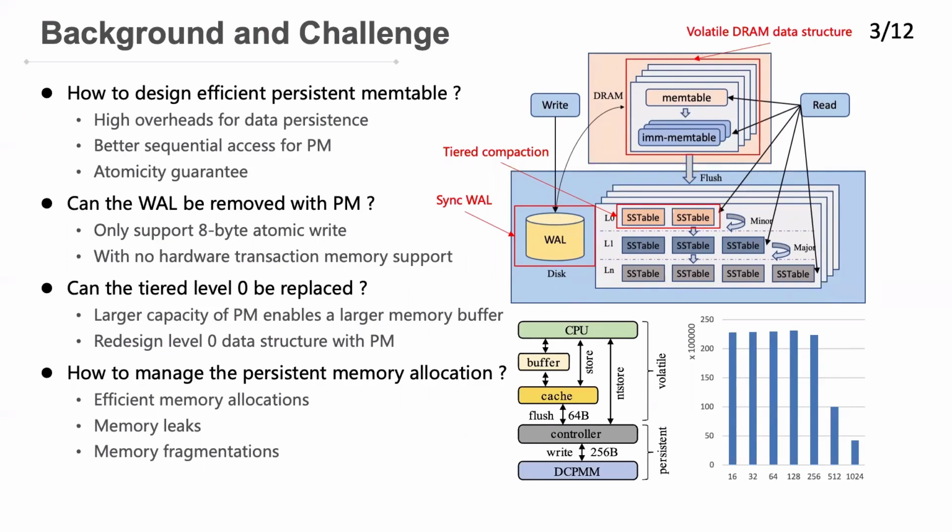With these challenges, we will answer four questions. First, how to design efficient persistent Memtable to replace the DRAM for fast recovery. Second, can the WAL log be removed to achieve fast persistence? Third, can the tiered level 0 be replaced with one in larger capacity PM? Last, how to efficiently manage the persistent memory allocation, avoid persistent memory leaks, and reduce persistent memory fragmentations.